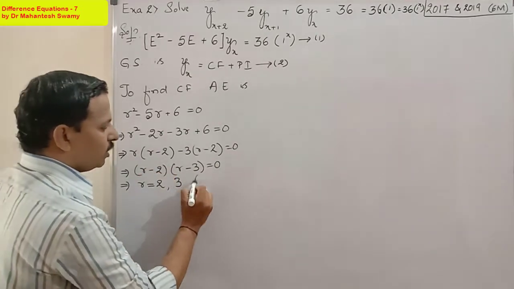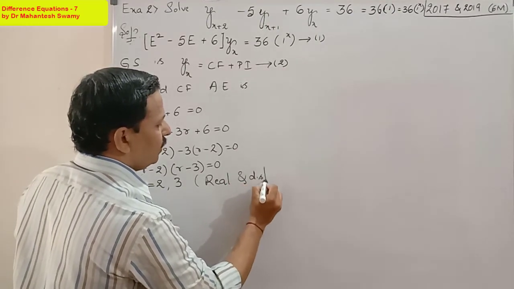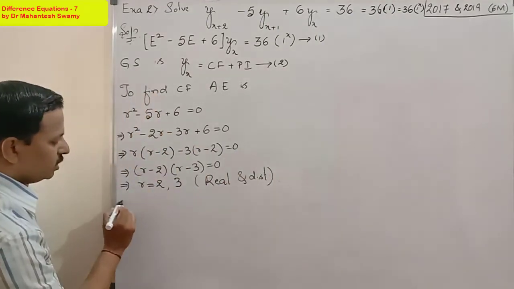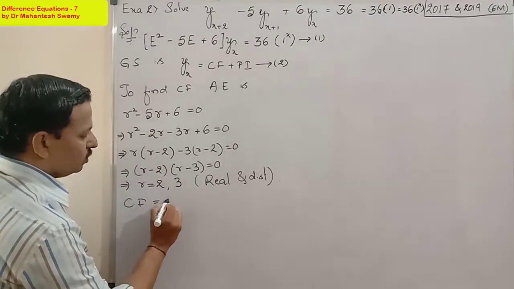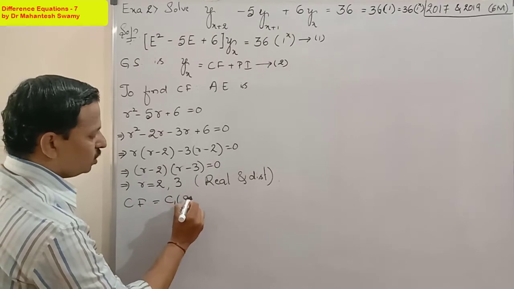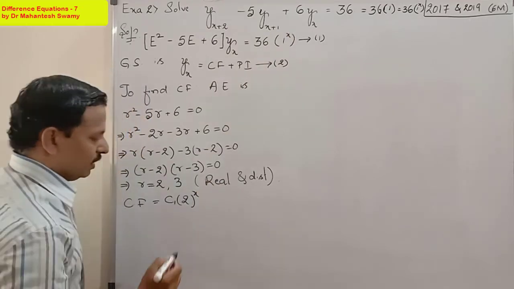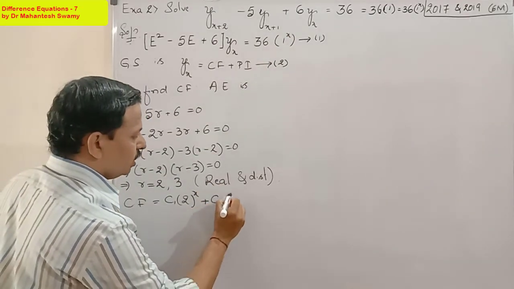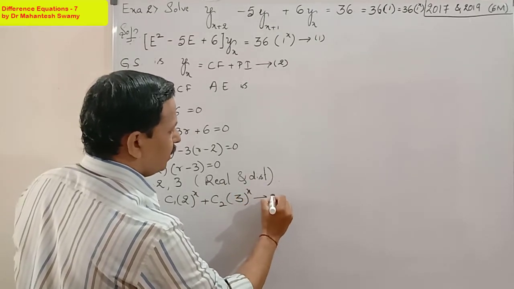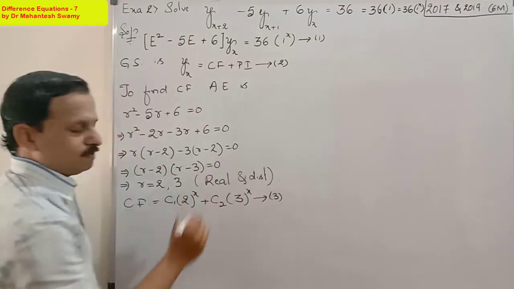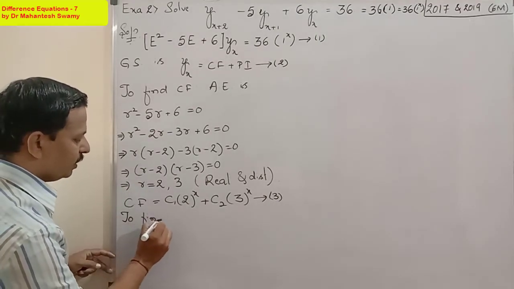So the two roots we got are real and distinct roots. When we have real and distinct roots, it is very simple to write the complementary function. Complementary function is equal to c1 into the first root to the power x, because x is the independent variable, plus c2 into the second root, 3 to the power x. So this is the complementary function. Let us call it equation number 3. Now we have to find the particular integral.